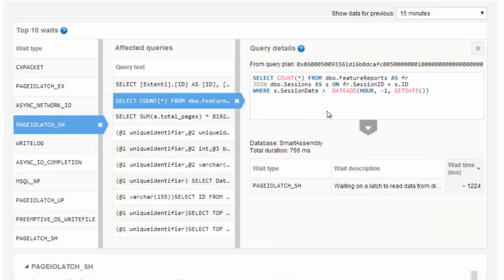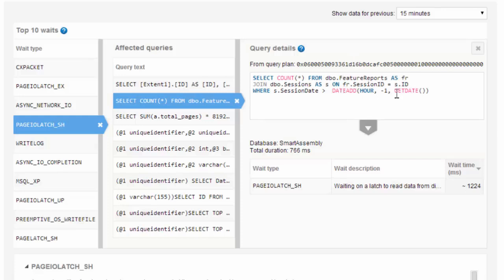Now, that's a very simple query. Select count from feature reports, join on sessions, where session ID is equal to session ID, and where the session date is greater than a date add getting the hour. It's hard to say what could be the issue here. Probably what we'd want to do is get this query plan handle and then go and look at the query plan from cache and identify why this is occurring.